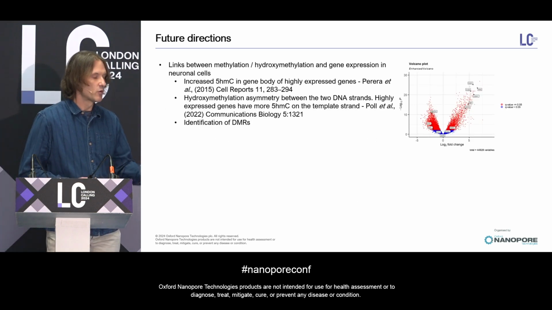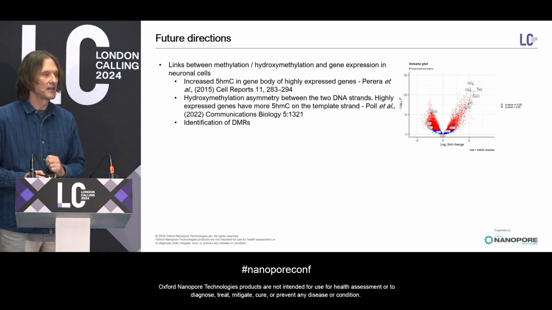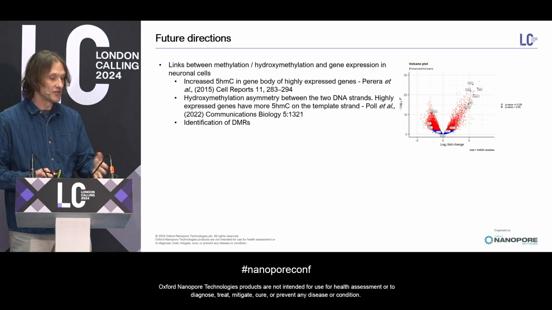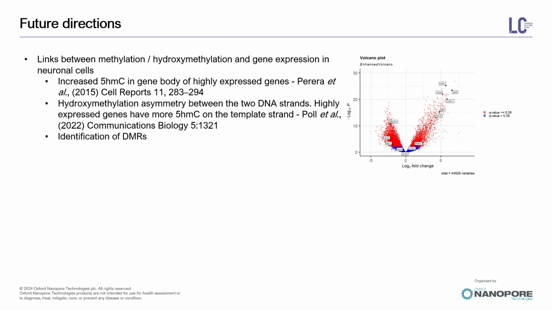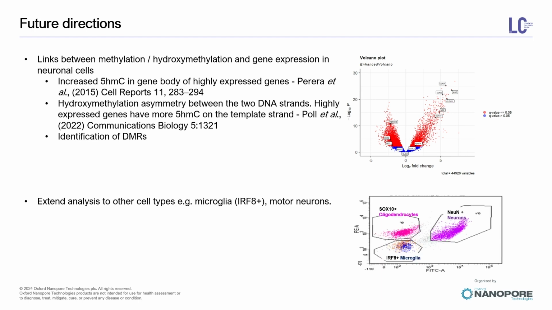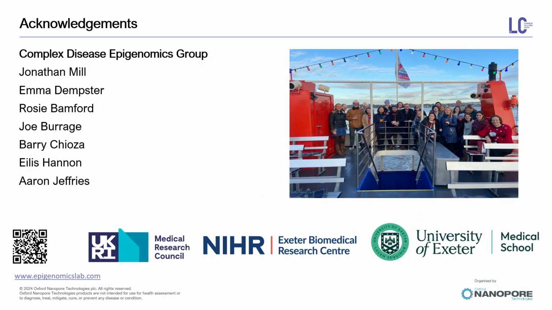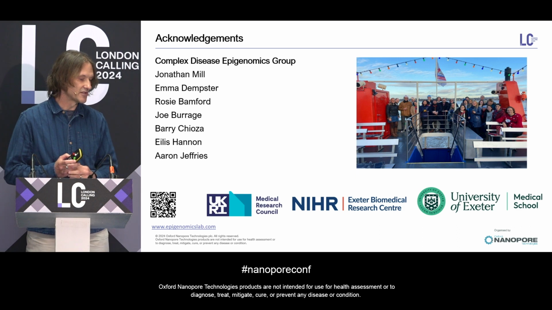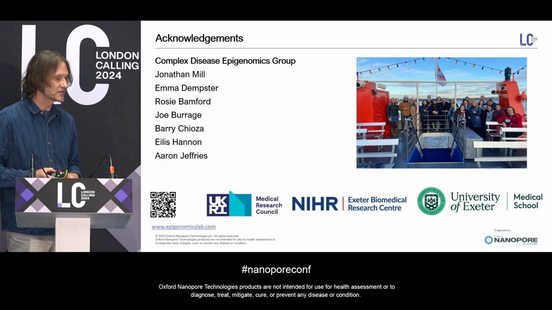Future directions: we want to look at the link between methylation and hydroxymethylation and gene expression, because there's quite a lot of work showing that there is a link there, especially with hydroxymethylation. And we are going to extend the analysis to various other cell types based on our ability to separate them out. And I just want to thank members of the complex disease epigenomics group, especially Barry, who did the cell sorting, and Rosie, who did the sequencing.